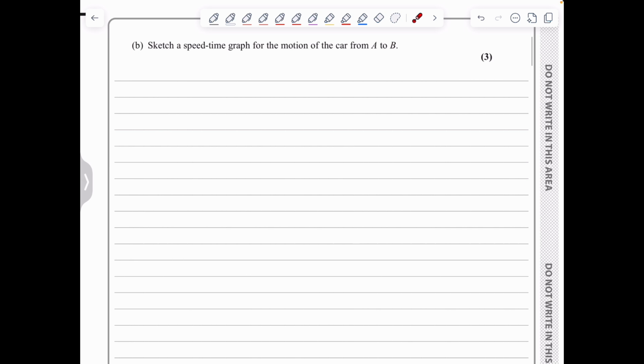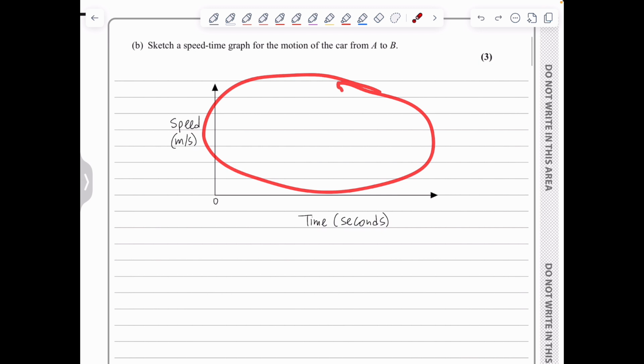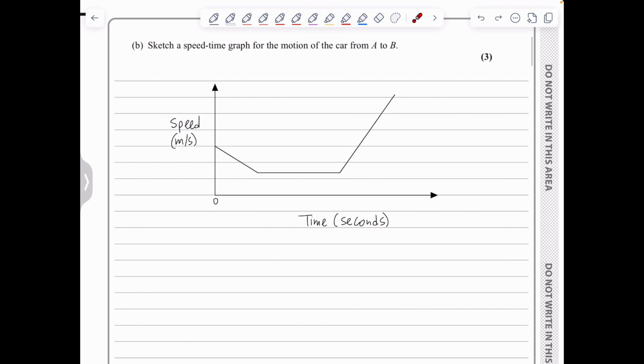In part B, we need to sketch a speed time graph for the motion of the car from A to B. So we've got the speed and the time. Speed is always positive, so we will be drawing something that's entirely on the positive vertical axis. We started off with a speed of 8, we were decelerating, then we maintained a constant speed, and finally we were accelerating. So the graph looks something like this.